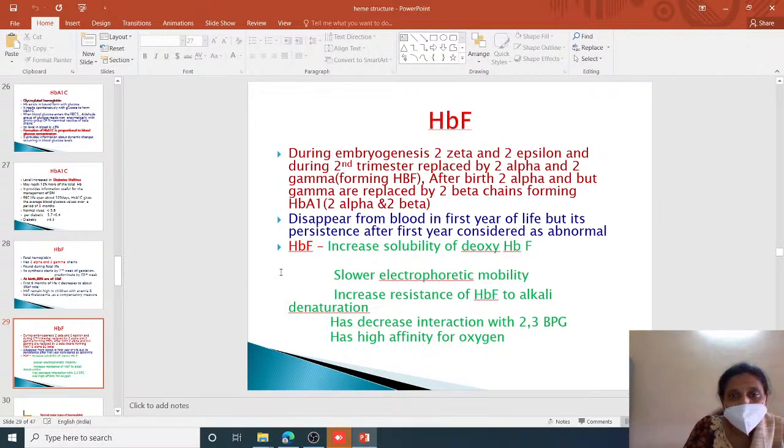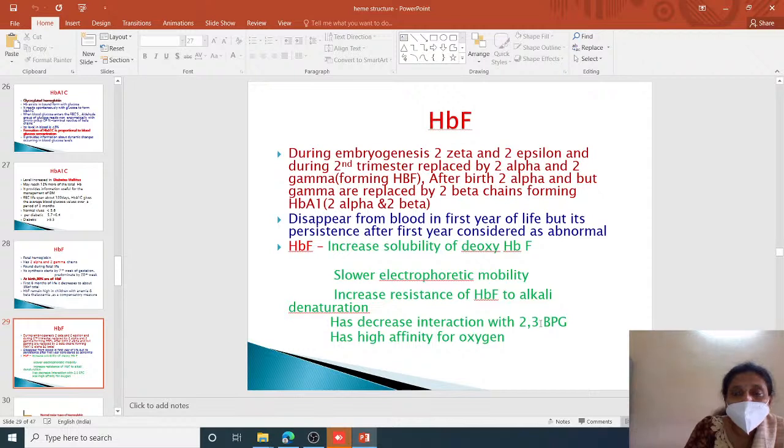Now, the characteristics of HbF: it increases the solubility of deoxyhemoglobin F, it has lower electrophoretic mobility, and it increases the resistance of hemoglobin F to alkali denaturation. Hemoglobin F increases the resistance to alkali denaturation. An important property of HbF is that it has decreased interaction with 2,3-BPG. 2,3-BPG is a compound.